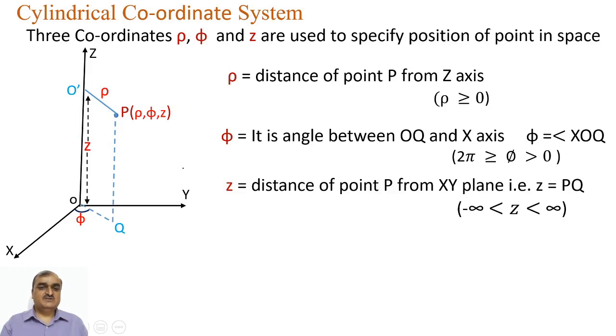In negative z direction, the value of z is negative. In this way, z varies from minus infinity to plus infinity. These three coordinates, rho, phi, z: rho is the distance of the point from the z axis, phi is the angle made by line OQ with the x-axis, and z is the distance of the point from the xy plane. These three coordinates are used to specify the position of a point in three-dimensional space in the cylindrical coordinate system.